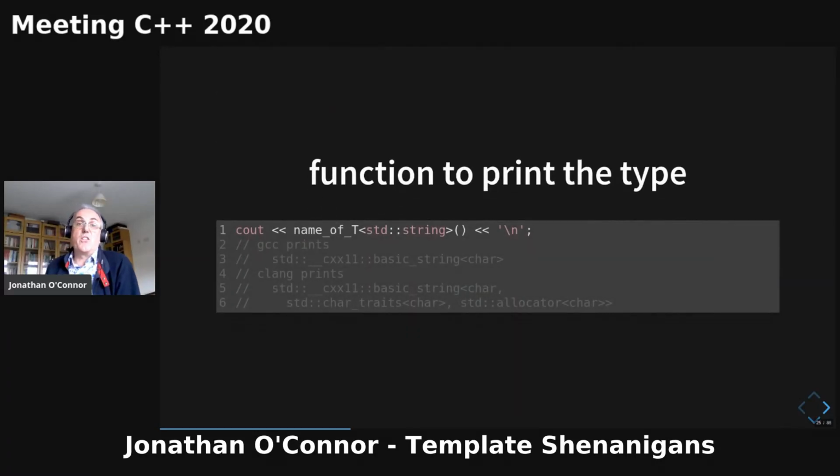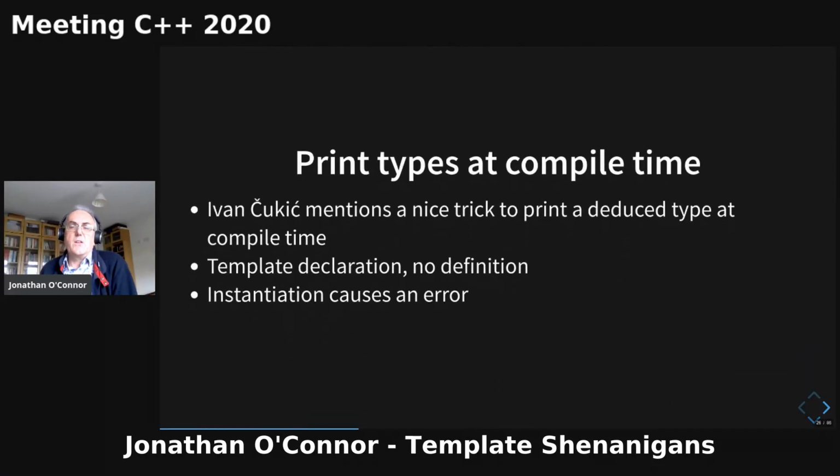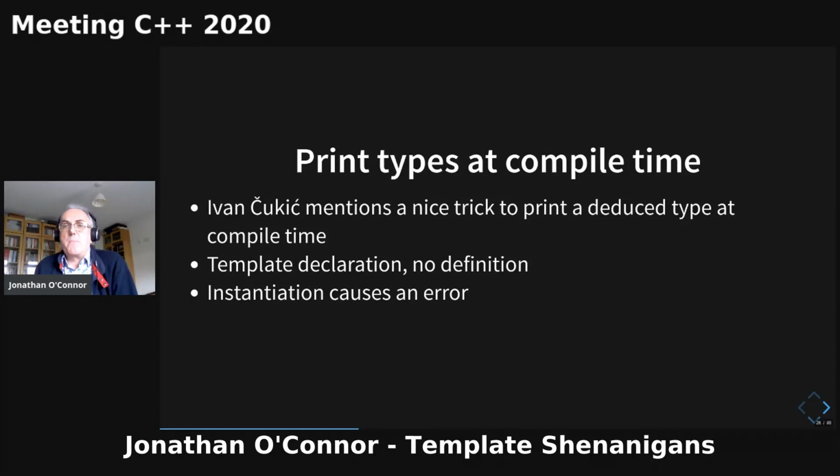And when we run this in GCC, it prints out std::basic_string. And in Clang, with a different standard library implementation, it's putting in these underscore CXX11. I think that's the fearful ABI that people keep talking about in the standards committee. So that's doing it at runtime.